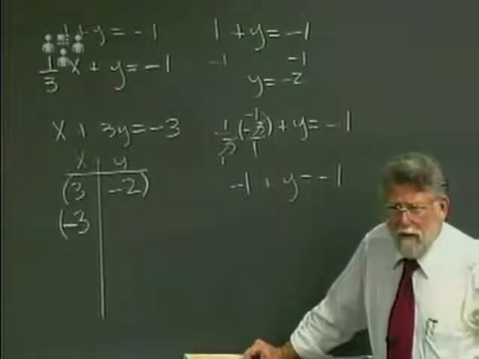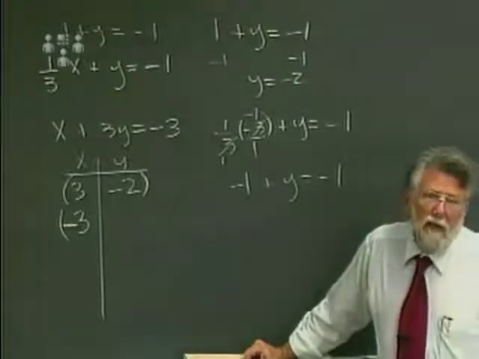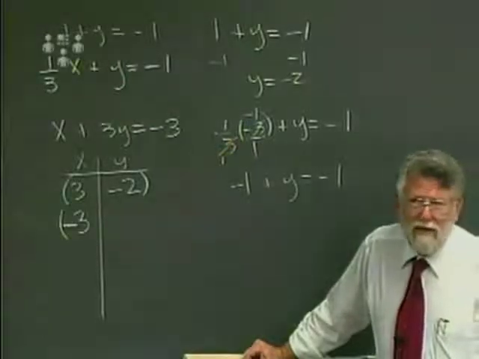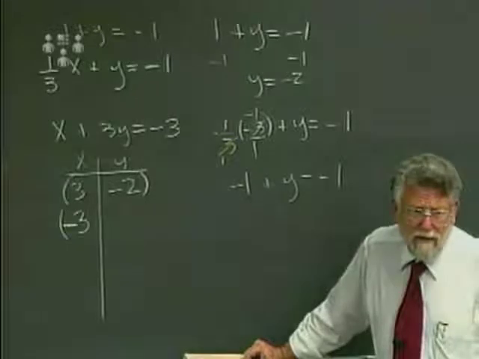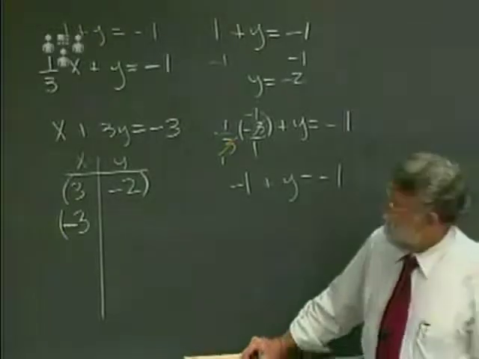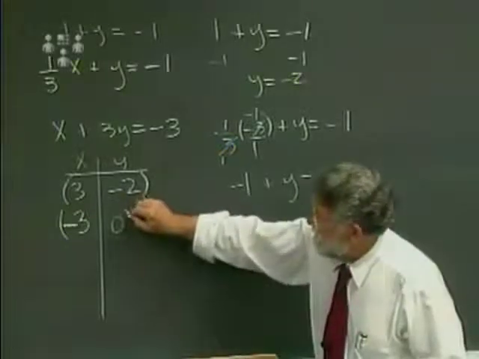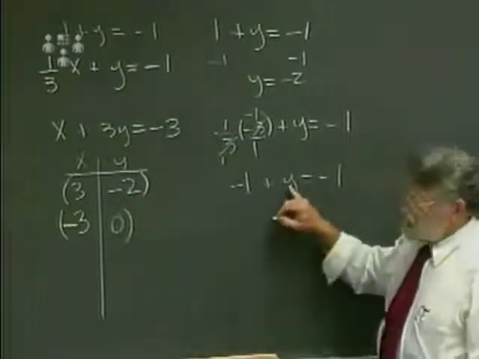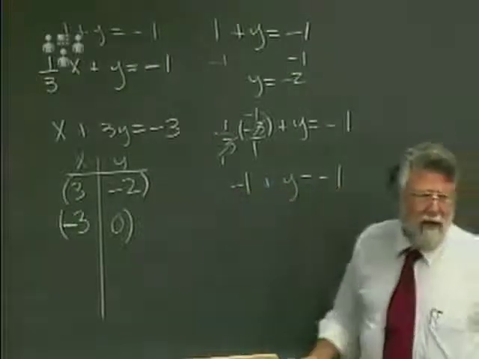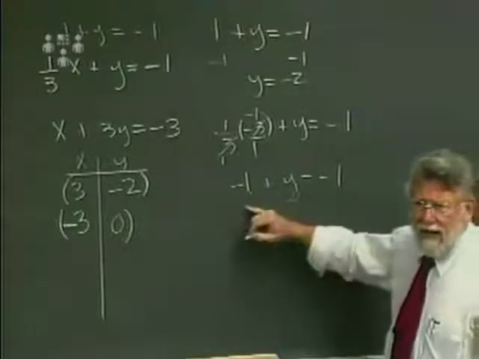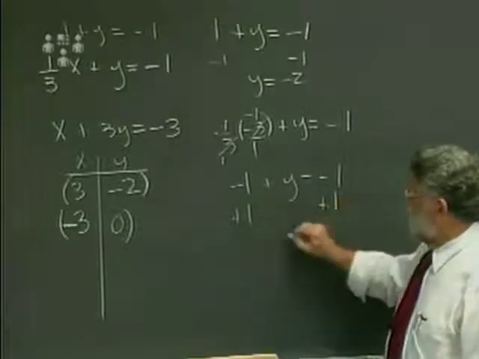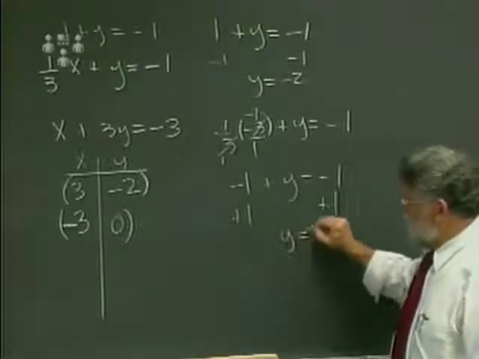If I start with negative 1 and I add something to it and I want an answer of negative 1, doesn't it have to be a 0? Additive identity? No, not additive inverse, the additive identity. 0 added to negative 1 gives you negative 1. If you don't see that, then try adding 1 to both sides. What do you get? y equals 0.